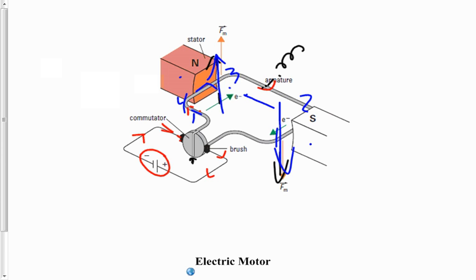Now, how could we make this thing spin faster? There's 3 ways that I can think of to make it spin faster. What's one of them?